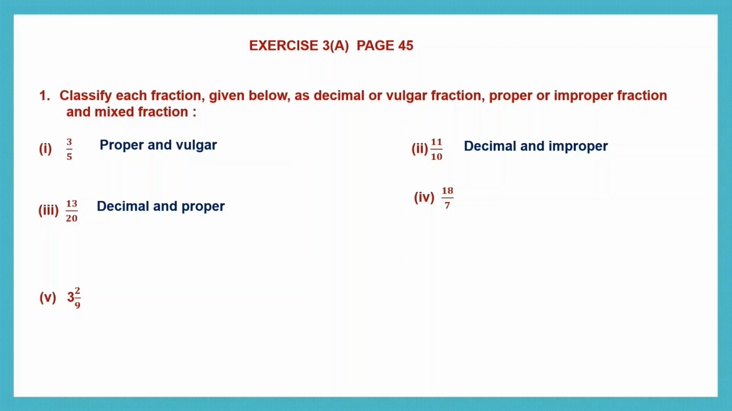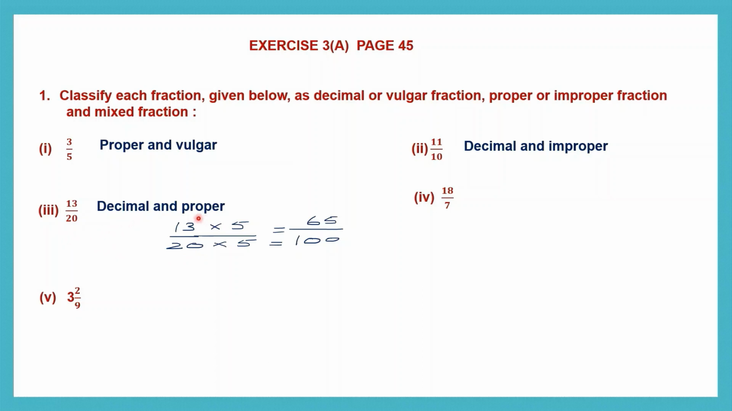Now, if I have 13 by 20, my denominator 20, I can convert it to 100. I can make it 100. How? If I multiply it by 5, 20 into 5 is 100. Now similarly, I have to multiply the numerator also by 5. So this 13 5s are 65. So now what's my fraction? 65 by 100, where the denominator is 100, so it's become a decimal fraction. That's why 13 by 20 is also called a decimal fraction.